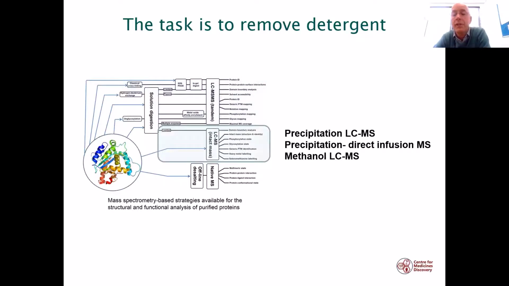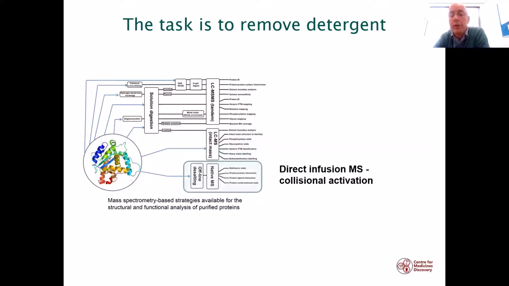For intact mass analysis, we can use precipitation as a way of removing the detergent. We can then do LC-MS, or we can do direct infusion, and we'll discuss direct analysis by methanol LC-MS. And the next most important method is direct infusion, where this is done under native conditions, and the detergent is still present, but it is removed by a process called collisional activation, which I'll discuss.